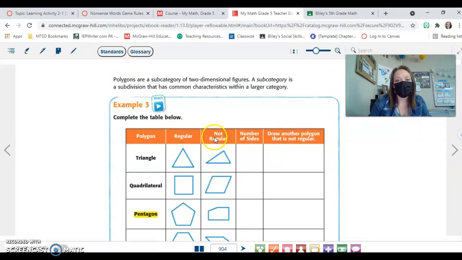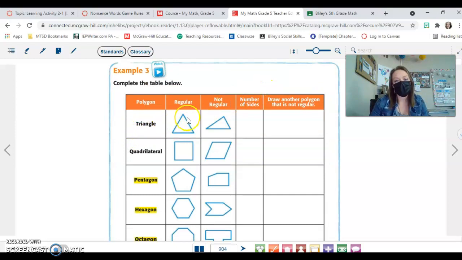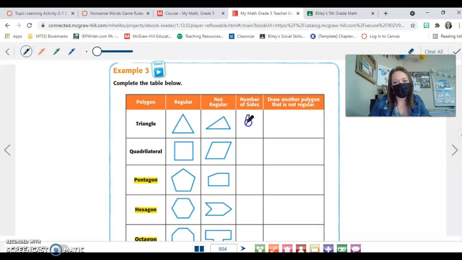Polygons are a subcategory of two-dimensional figures. A subcategory is a division that has common characteristics with a larger category. If we look right here, this is a triangle. This is a regular triangle. This is not a regular one. This one right here has all the same side lengths. This not regular triangle has different lengths. We can see that these 2 lengths are longer than this one. So what is the number of sides that my triangle has? 3. And it says draw another polygon that is not regular.